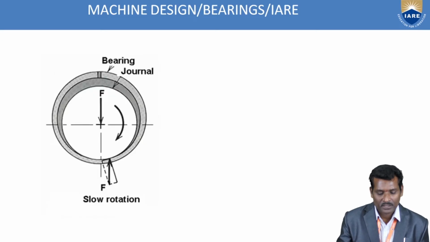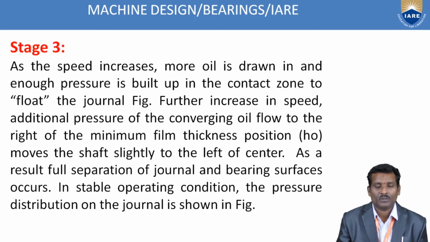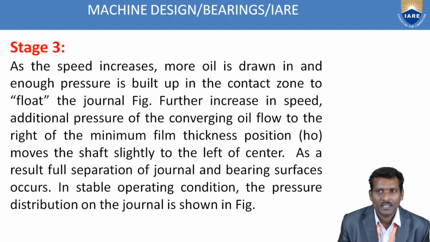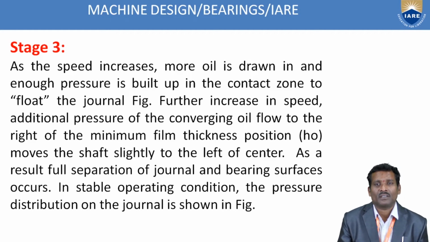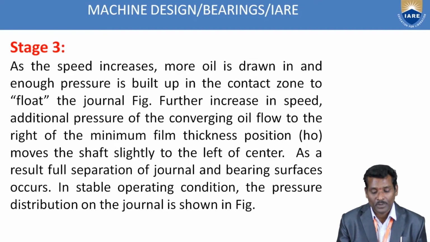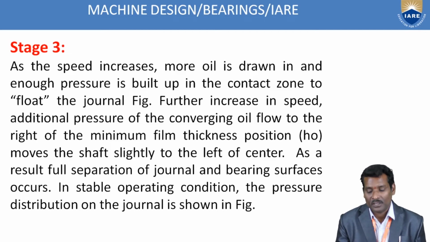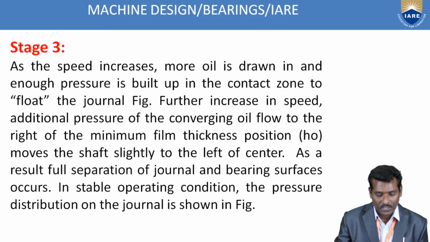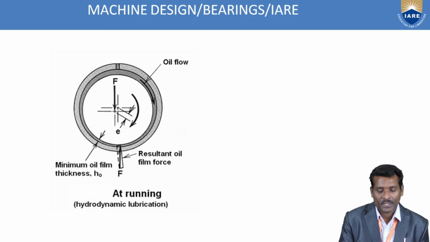The next one is the third stage. Slowly, whenever the speed increases, more oil is drawn in, and enough pressure is built up inside the gap between the fixed and moving element. Sufficient pressure is also built up in the contact zone inside the bearing. So that is what we can call the float of the journal. You can see in this figure.